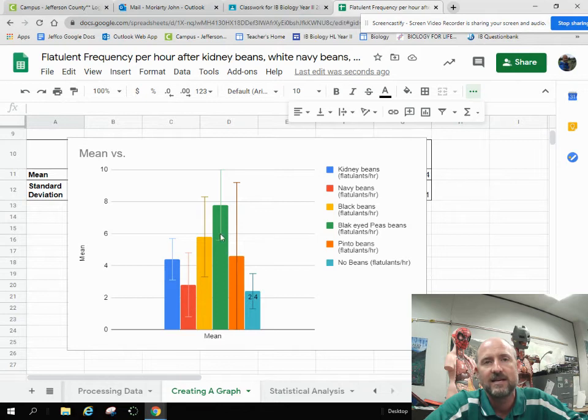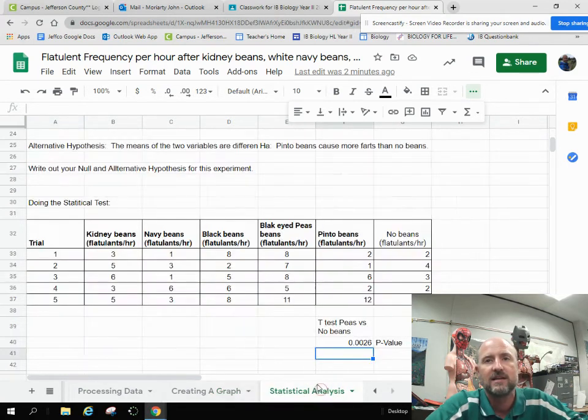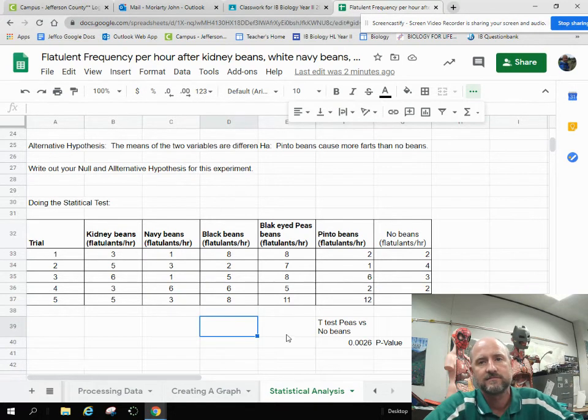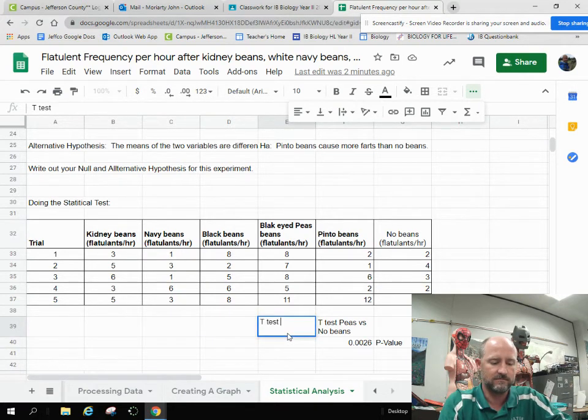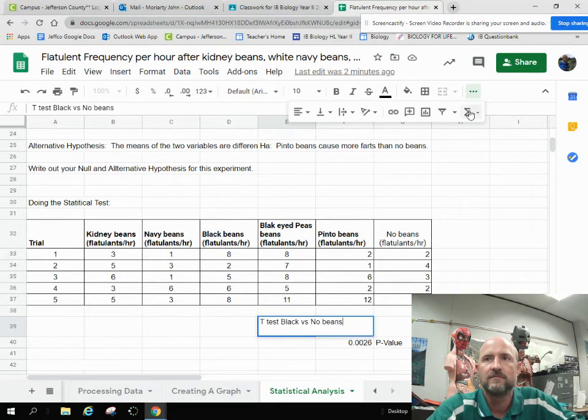I would say the same thing between navy beans and black-eyed peas. But here's one where, hey, there is some overlap, but maybe there's not enough. Ooh, let's look at this one. Black beans versus no beans. There is some overlap here. Okay, so this is one where I'm questioning, is there statistical difference or not? It's going to be really close. And the only way we would know is to run a t-test. So let's do the t-test for black beans and no beans. I want you guys to go ahead and run that test.